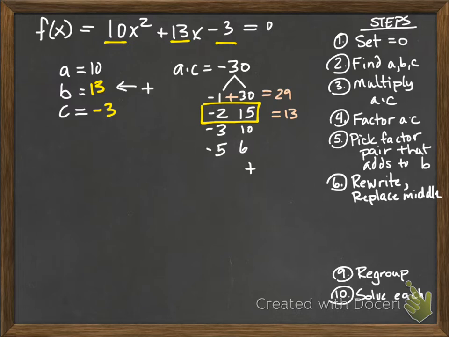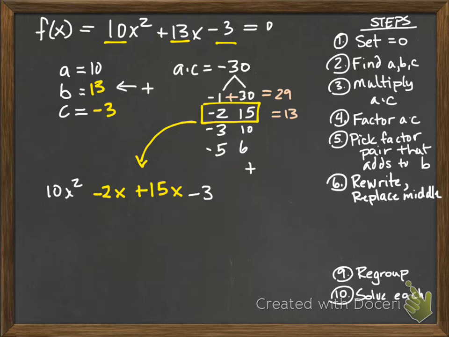So my 10x squared is going to stay the same, so 10x squared. My negative 3 is going to stay the same. What's going to change is this part in the middle. So instead of doing plus 13x, I'm going to put my factor pairs in there. So negative 2x plus 15x. So negative 2x plus 15x we already said was 13x. So we haven't changed it, we just split it up.